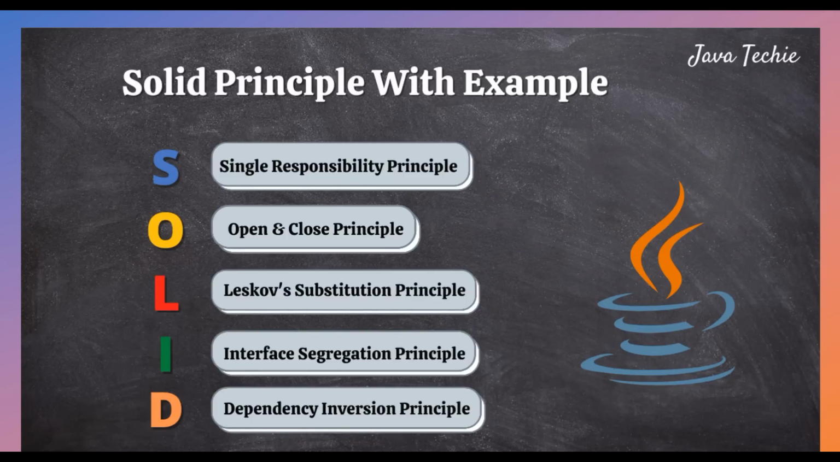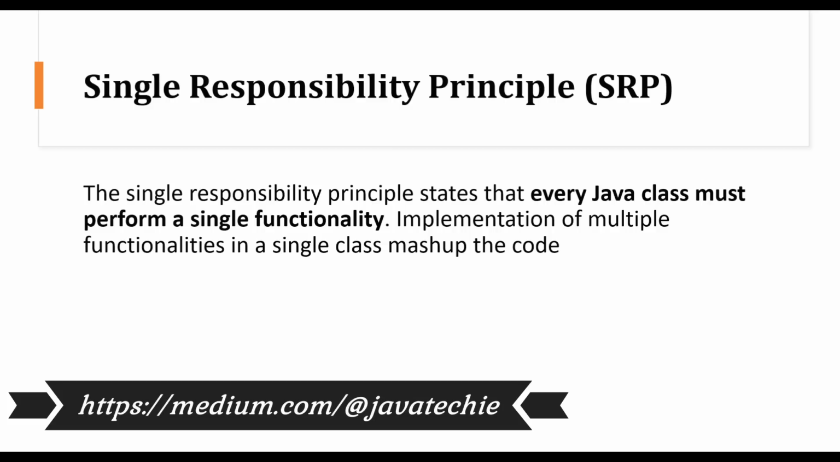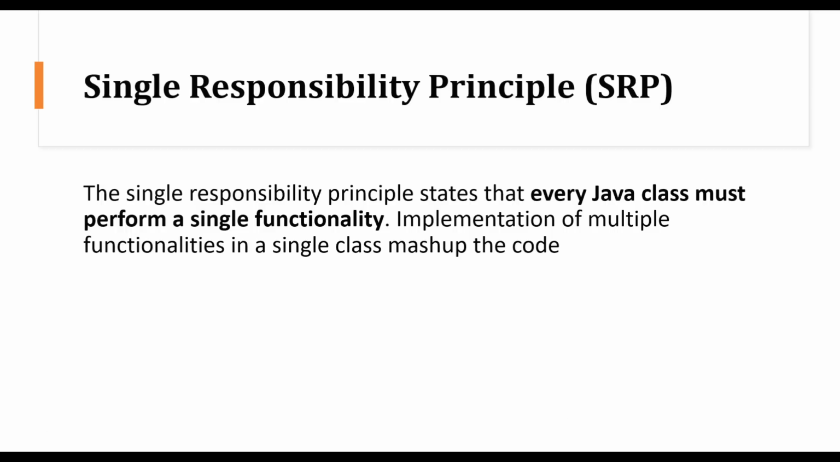The first principle, Single Responsibility Principle, states that a class should have only one reason to change, which means every class should have a single responsibility, a single job, or a single purpose to perform. This principle can be well understood with an example.